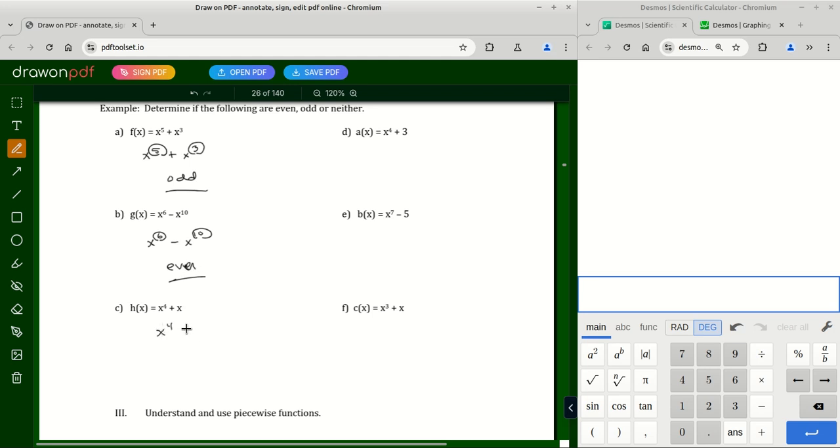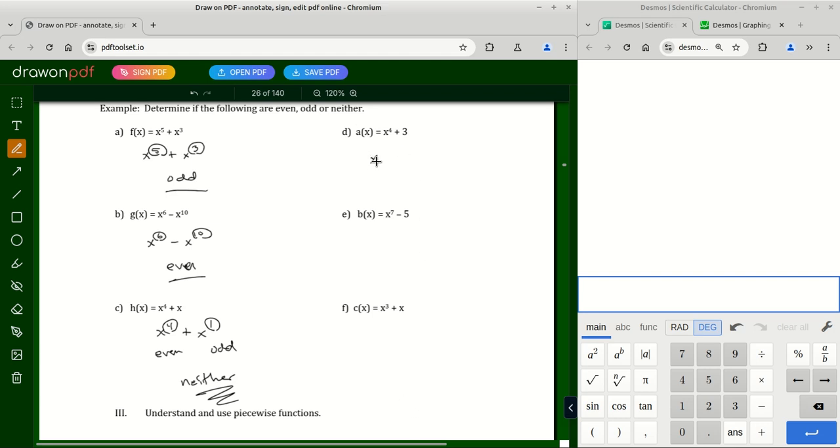I got x to the 4, and I got x to the 1, even, odd. Can you have a number that is both even and odd at the same time? The answer is no. 0 is even. No. So you have to say neither. You can't be both.